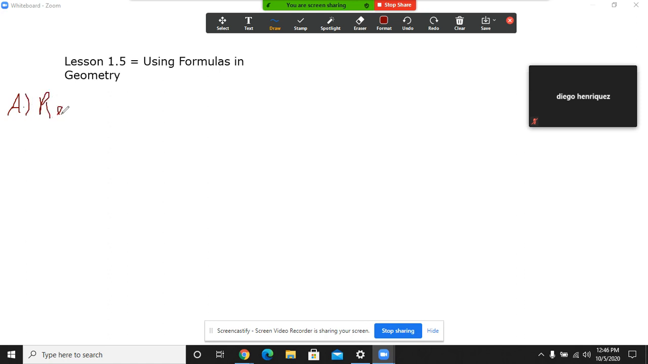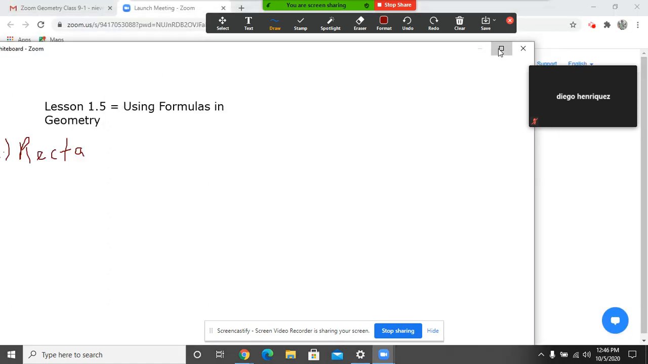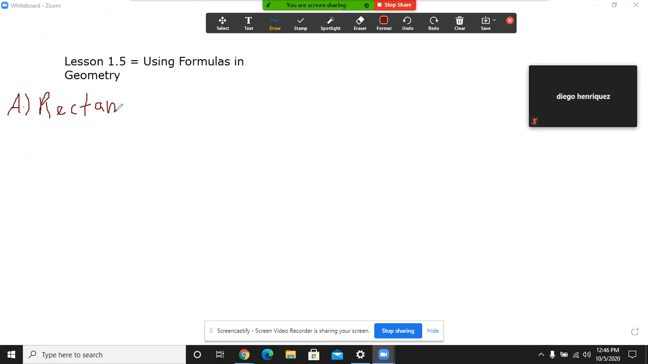So let's start drawing what a rectangle looks like. A rectangle looks like this. It's a figure like this that has two sides that are equal. This side is equal to this one, and this is called the width.